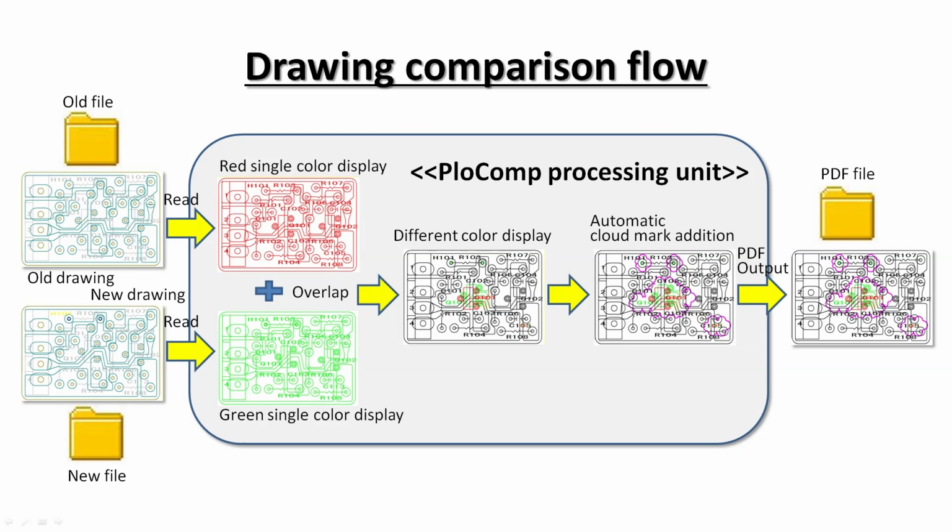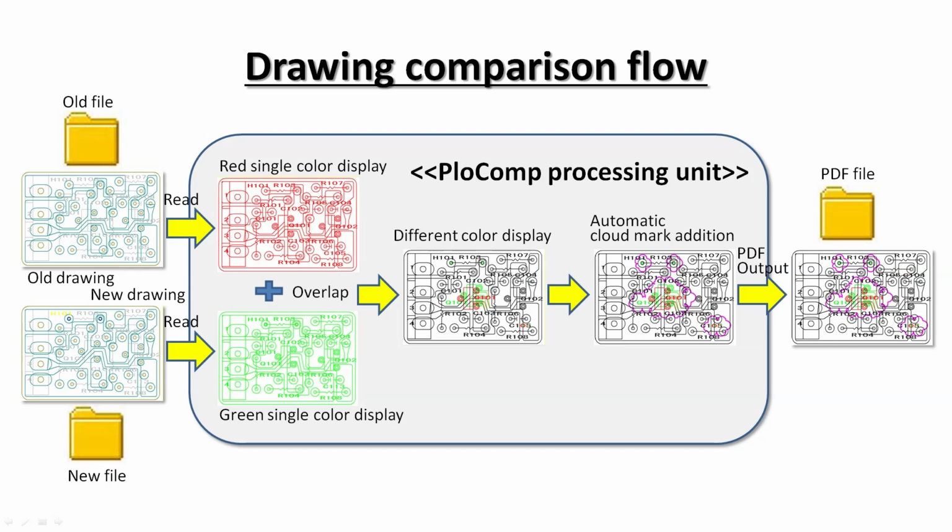At this time, the old drawing will be displayed in a single color of red, and the new drawing in a single color of green. These two files will be displayed on top of each other. When this is done, shapes that are the same in both the old and new files will be displayed in black, deleted shapes in red, and added shapes in green.